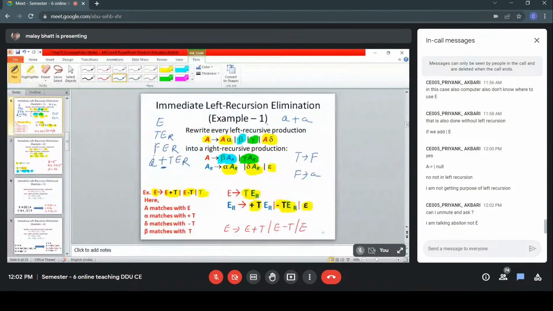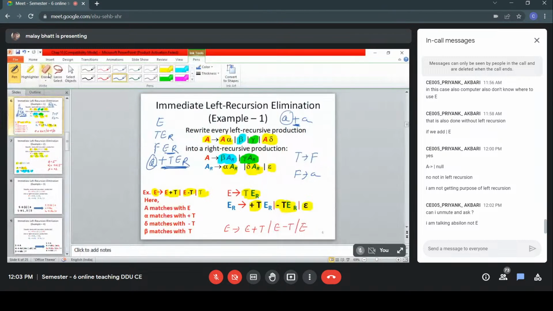So now A will match with this A. Now this ER will check that we have plus. Yes. So we'll replace with plus TER. So what is the advantage? That we are not going into an infinite loop.